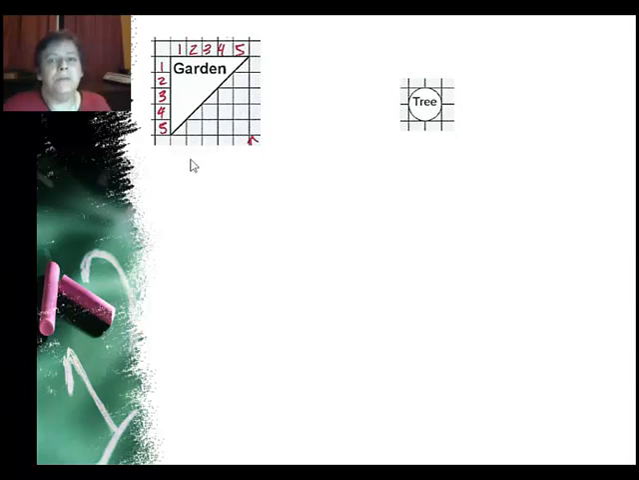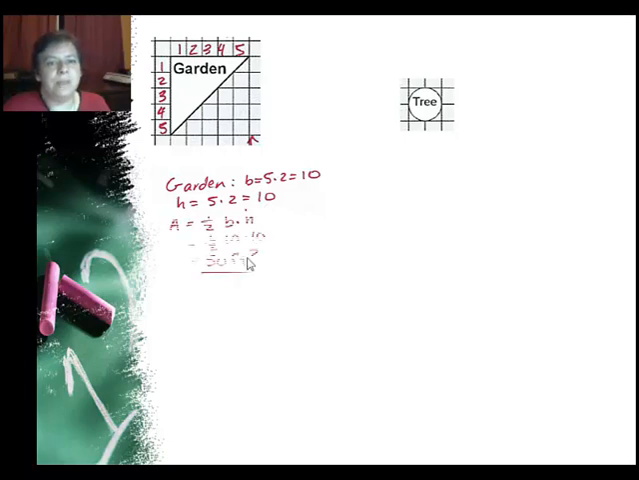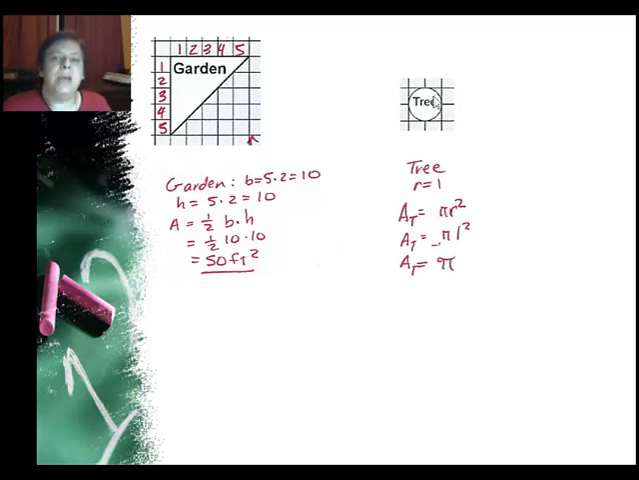Now I'm going to look at the garden piece and the tree piece. So with the garden, each side is 5, but I need to double it. So the base is 10, 5 times 2, and the height is 10, 5 times 2. Just use the formula for the area of a triangle, and I get 1/2 times base times height, or 1/2 times 10 times 10, which is 50 square feet. I can do the same thing with the tree. Now, the tree has a radius of just 1 unit. So the area of the tree is pi r squared, or pi times 1 squared, or just pi.